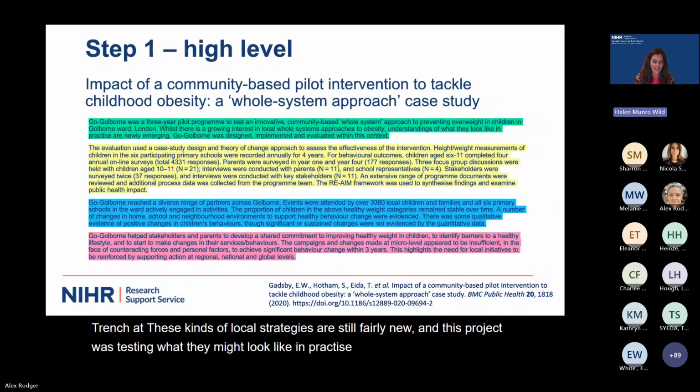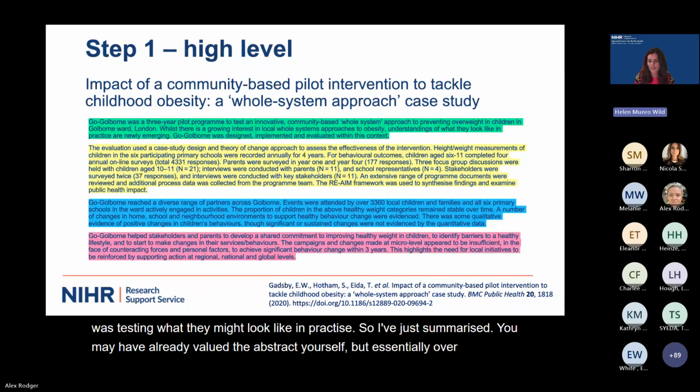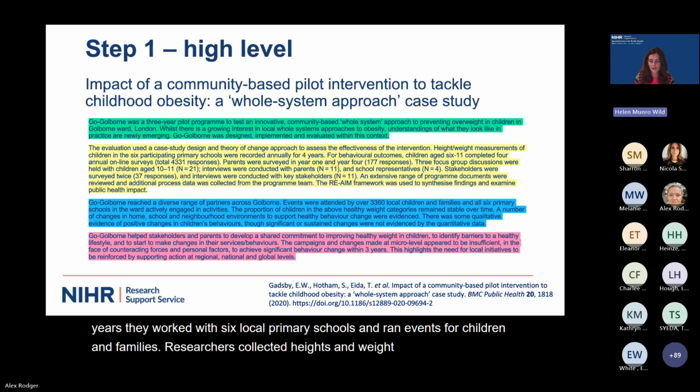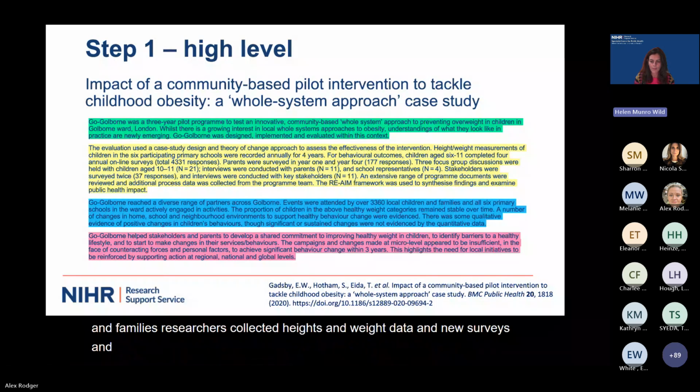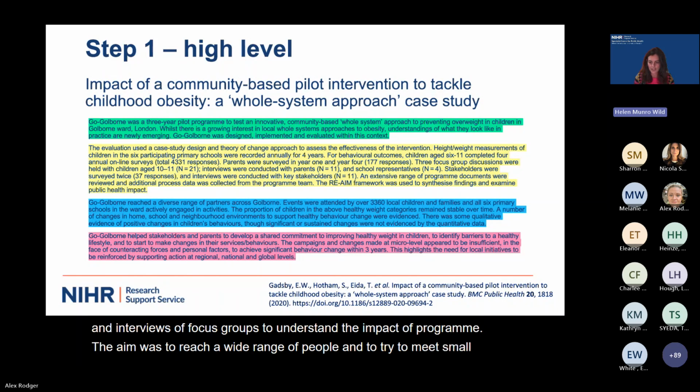You may have already scanned the abstract yourself, but essentially over 3 years, they worked with 6 local primary schools and ran events with children and families. Researchers collected height and weight data and used surveys and interviews and focus groups to understand the impact of the programme. The aim was to reach a wide range of people and to try to lead to small changes in schools, homes and the communities.